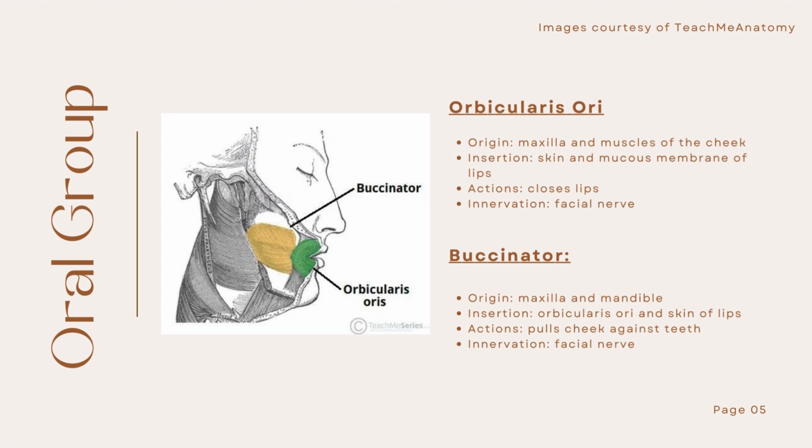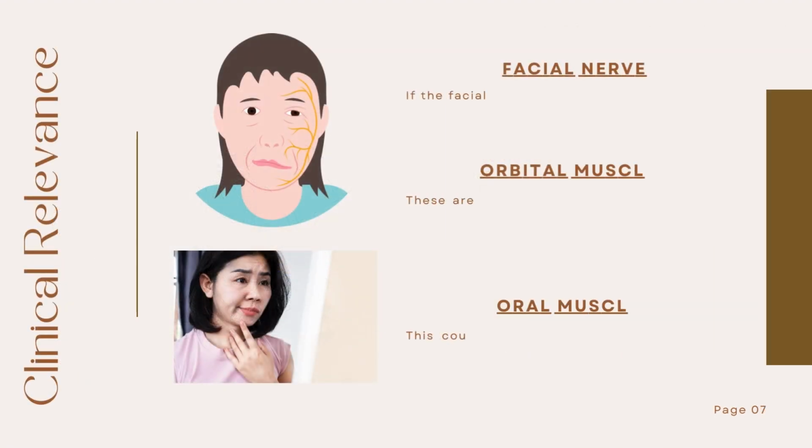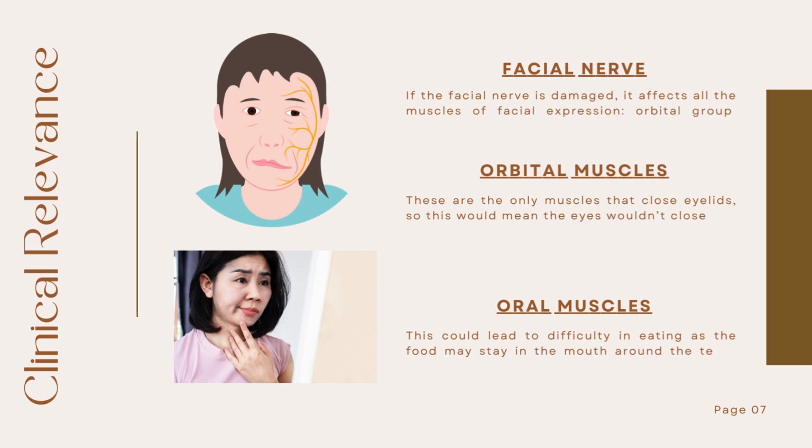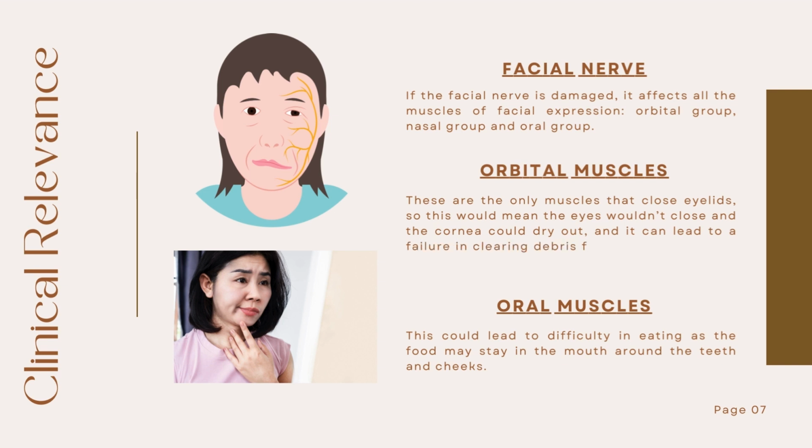Finally, we are going to be talking about the clinical relevance. So as discussed with the embryological origin, all of these muscles are innervated by the facial nerve. So if the facial nerve is damaged, it's going to be affecting all three groups: orbital, nasal, and oral group. Starting with the orbital muscles, these are the only muscles that close the eyelids. Damage to the nerve would mean that the cornea could dry out because the eyes can't close, which is actually called exposure keratitis. It can also lead to a failure in clearing debris because the lacrimal fluid is pooling and the lower eyelid is drooping.